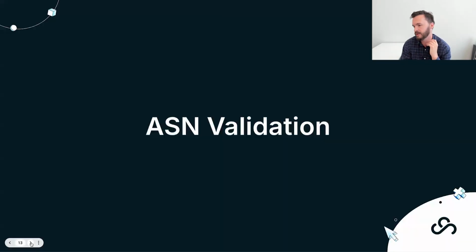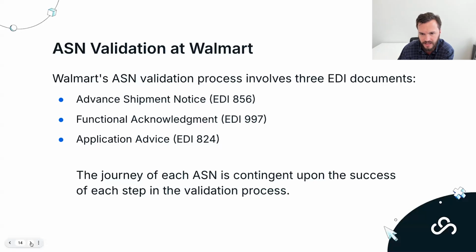All right, so we'll move on to ASN validation, and we'll have more polls at the ends of these sections as well, so stay tuned for those too. Today we're going to be looking a little more at the actual validation process, the actual transition of information from the supplier to Walmart in the EDI business transaction. What are these different codes and what do they mean?